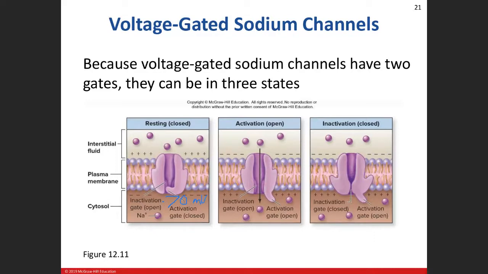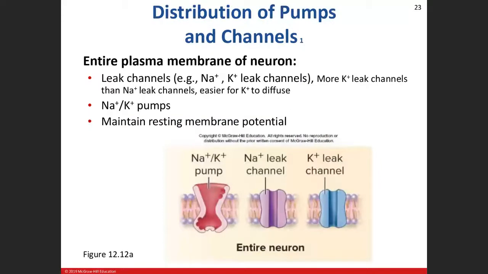I'm going to give it a number now. In the resting state, the neuron's not doing anything. The inside of the cell is negative 70 millivolts, and we refer to that as the resting membrane potential. We'll get into more of the specifics, but you need to know, I've seen test questions asked about this: what contributes to the resting membrane potential? Sodium-potassium ion pumps and the sodium-potassium leak channels.